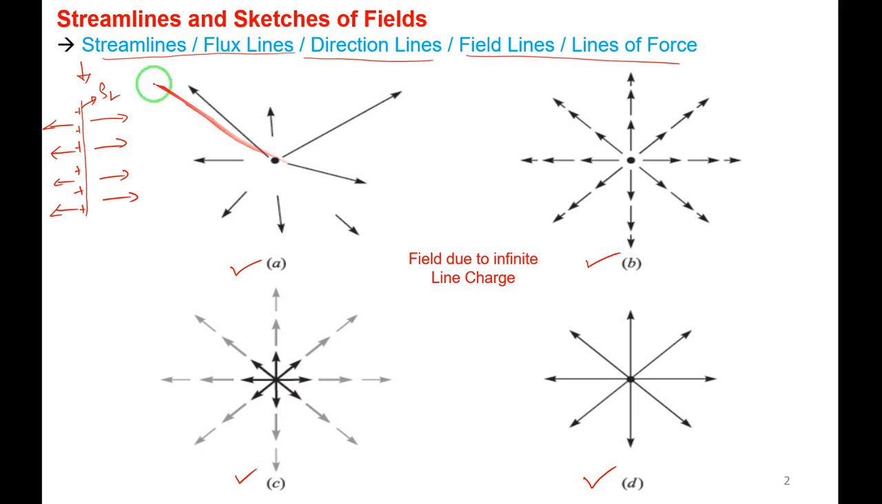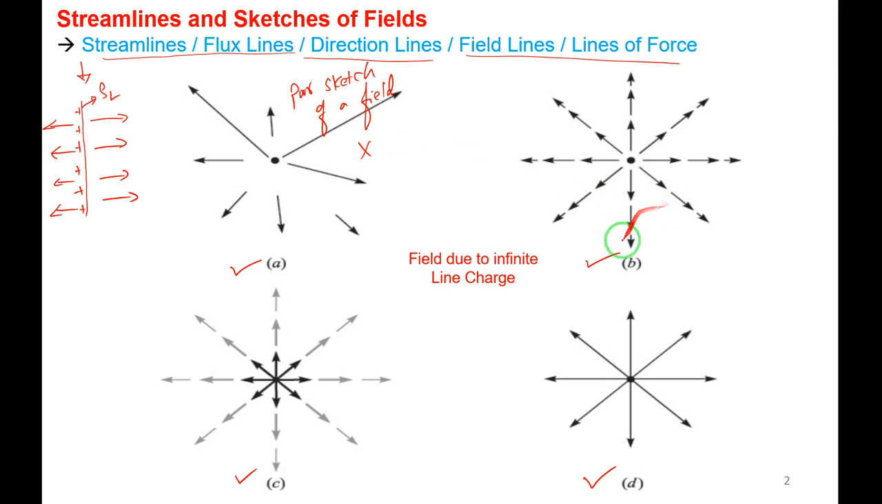You can observe here, I am looking from the top. The line charge is here. Then the field lines: you can see one line is shorter, one line is bigger, right? So this is a very poor sketch. I hope this is fine, but it is a very poor sketch of a field, a streamline. So I will not prefer this.